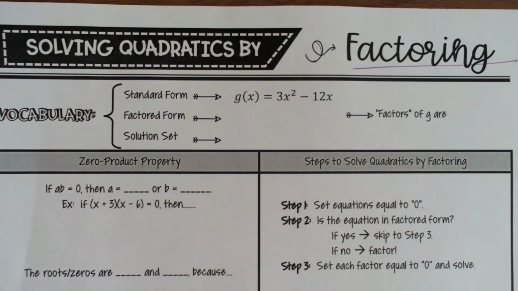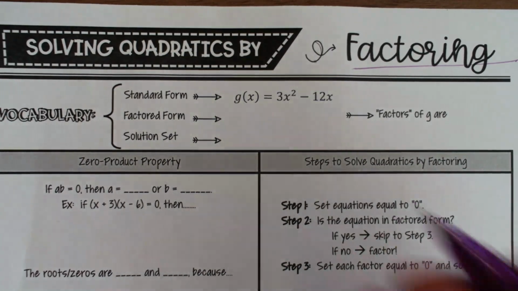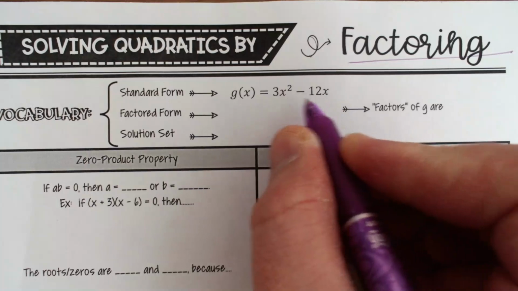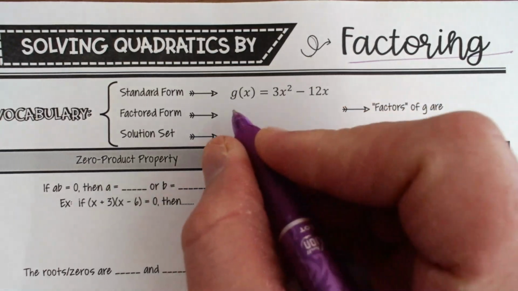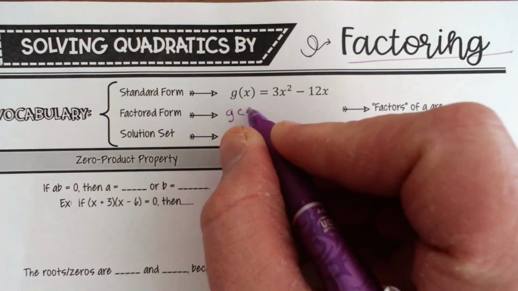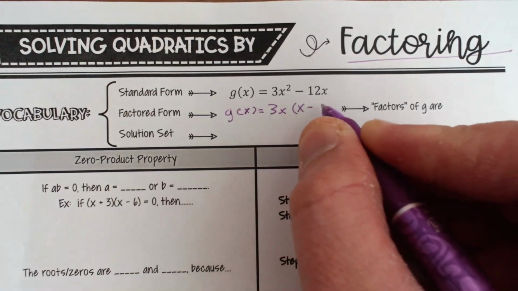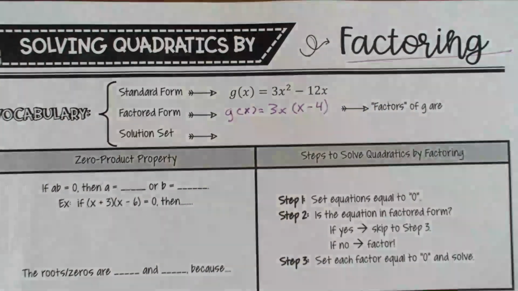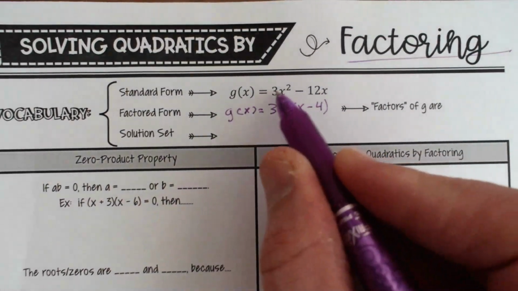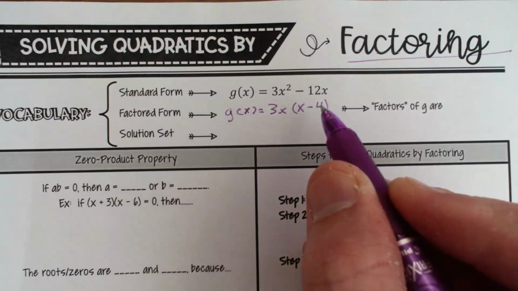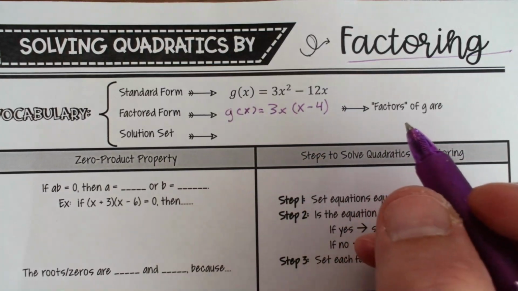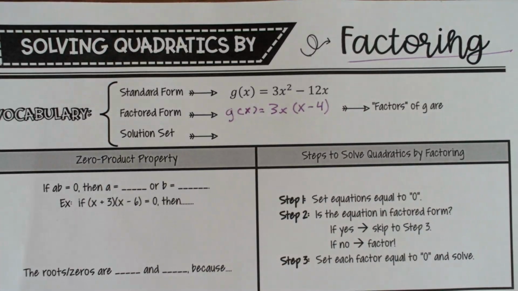So remember, we have standard form, and then we have factored form, which is when you divide the greatest common factor out. So this would be like g of x equals 3x times x minus 4, because 3x times x is 3x squared. 3x times negative 4 is negative 12. Okay? And then we would have a solution set.